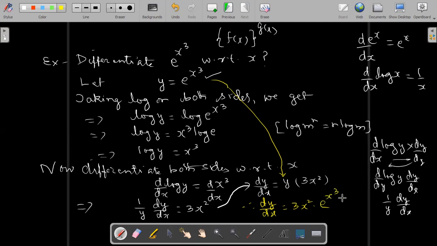This is the answer. But directly also you can do this question, but somewhere you will find a very difficult question where, if you go directly, it will be a problem. Okay. For example, I will take one question there.